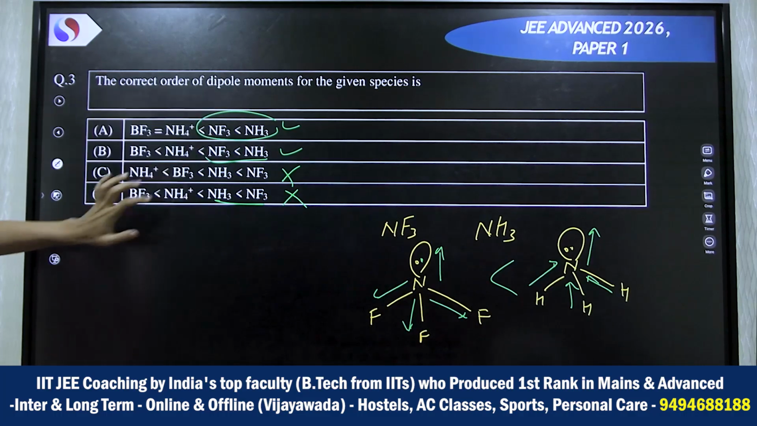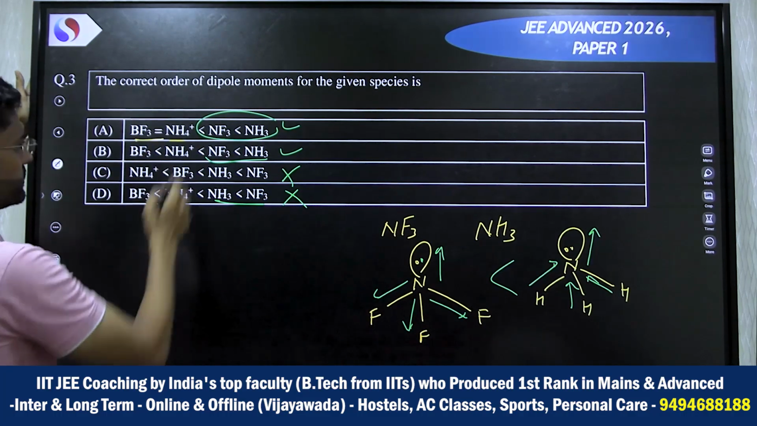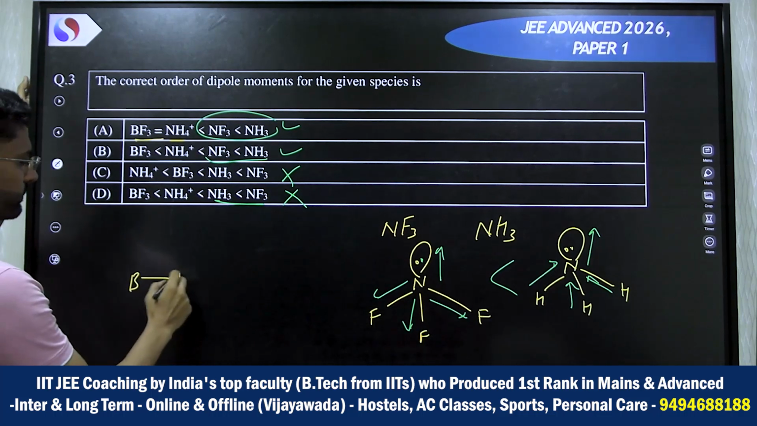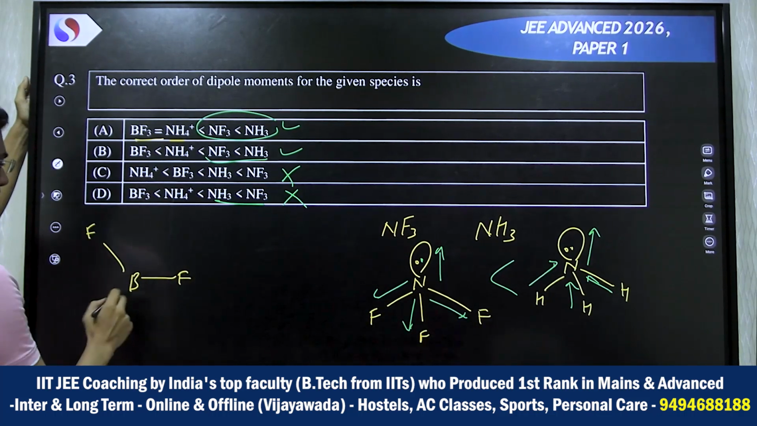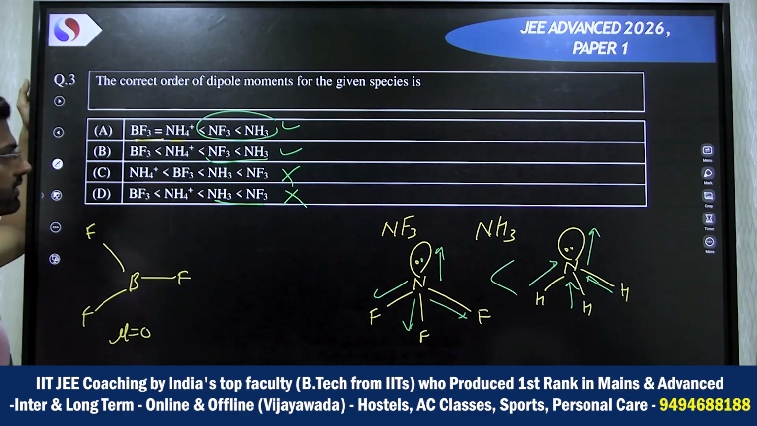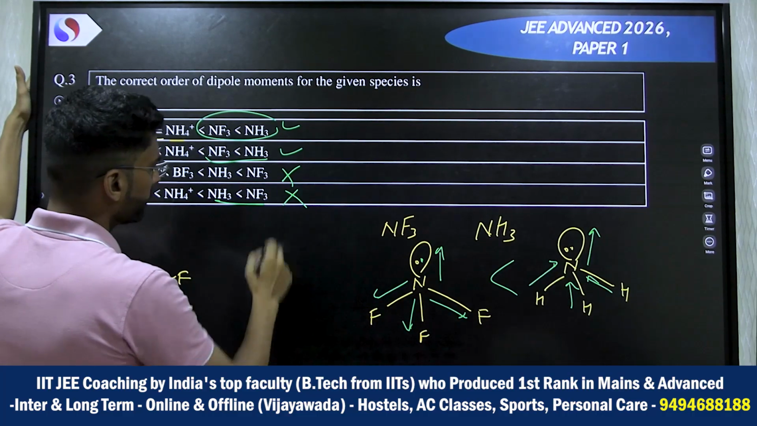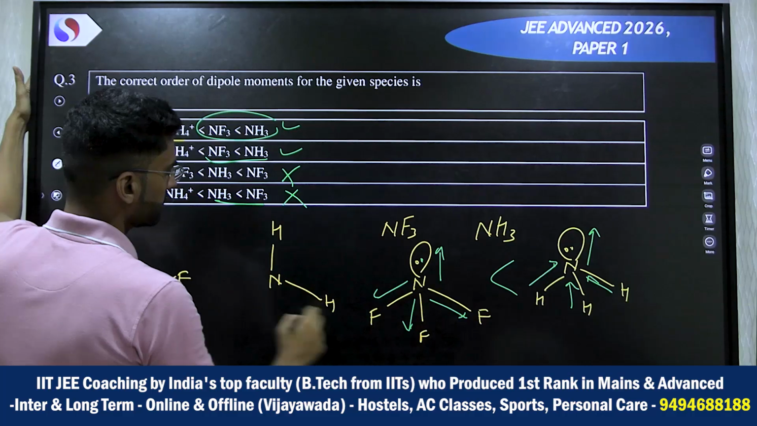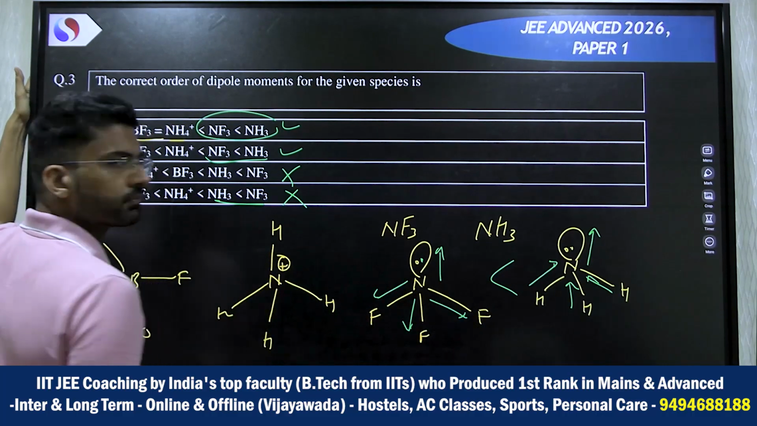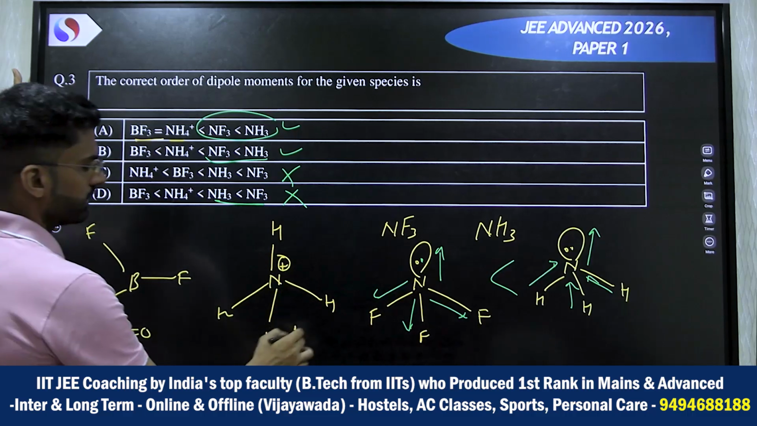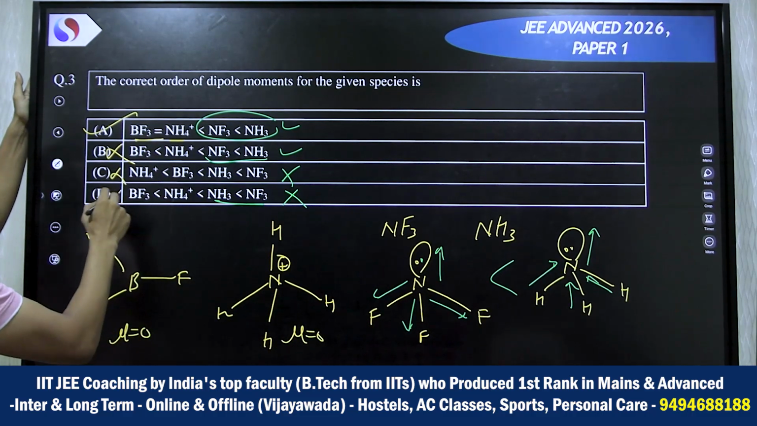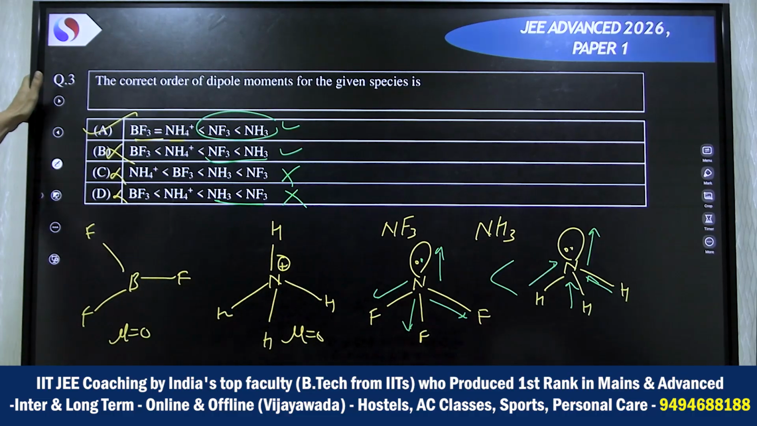Okay. Let me compare BF3 and NH4+. So BF3, I know that it is a symmetrical sp2 hybridization. For a symmetrical molecule, dipole moment is 0. NH4+ again has 4 sigma bonds, steric number 4, sp3, symmetrical, dipole moment 0. They both have the same, so this is wrong. Option 1 is the correct answer.